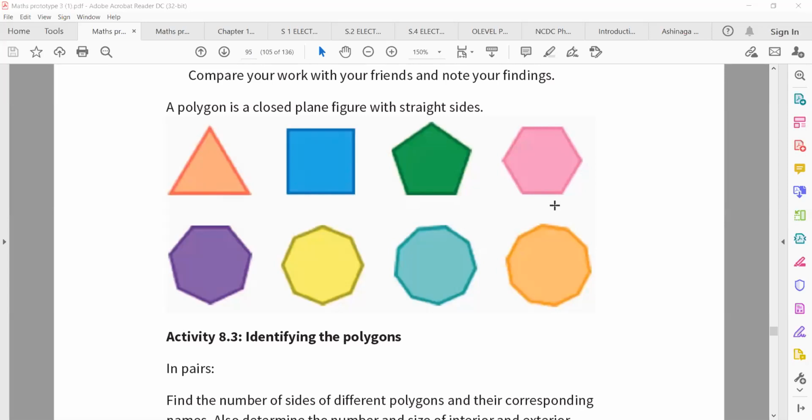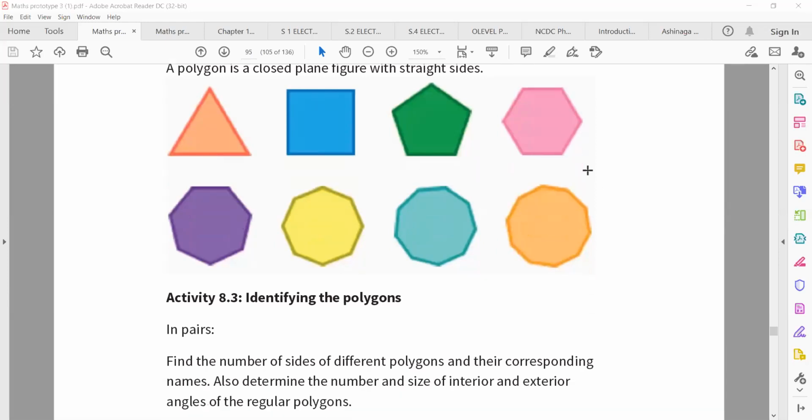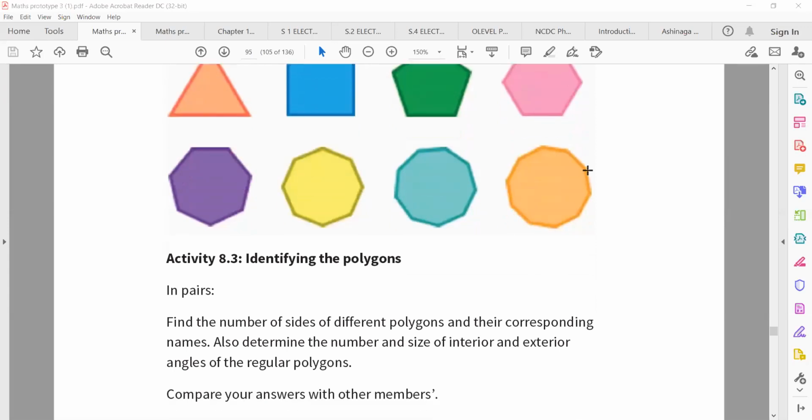Can I hear from Abbas, Jorin? The yellow one is an octagon because it has 8 sides. Okay. Charity, Sharon, Warube. The ninth shape is a nonagon and it has 9 sides. 9 sides. Can I hear from Nagano Queen? Finally, the last one is a decagon and it has 10 sides.